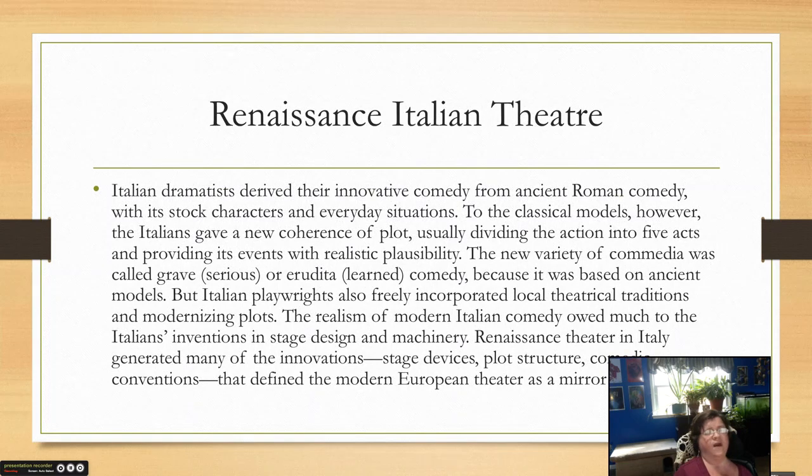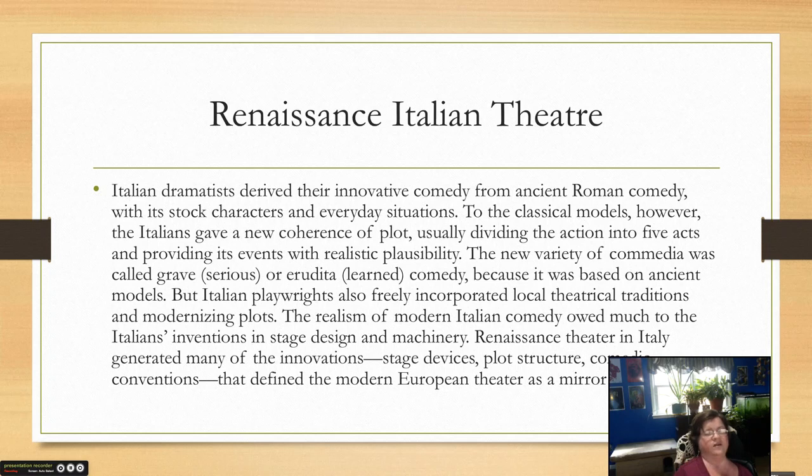Italian dramatists derived their innovative comedy from ancient Roman comedy, with stock characters and everyday situations. To the classical models, however, the Italians gave a new coherence of plot, usually dividing the action into five acts and providing its events with realistic plausibility. A new variety of comedy, commedia grave or commedia erudita, or learned comedy, was based on ancient models. But Italian playwrights also freely incorporated local theatrical traditions and modernized plots.